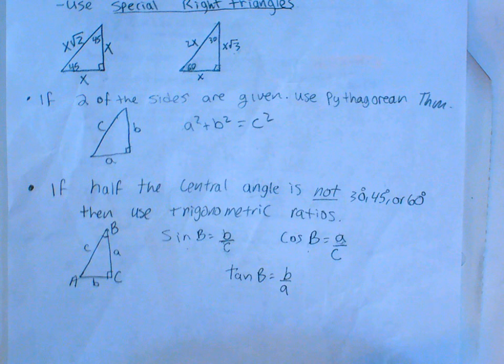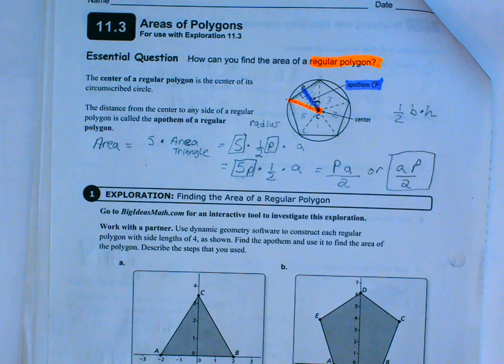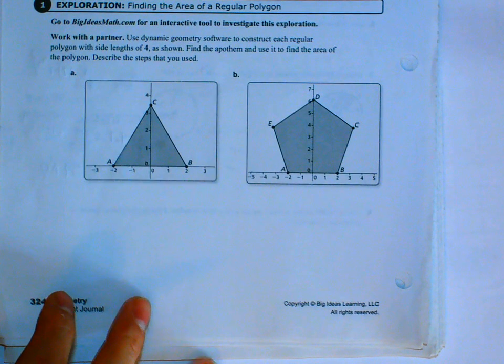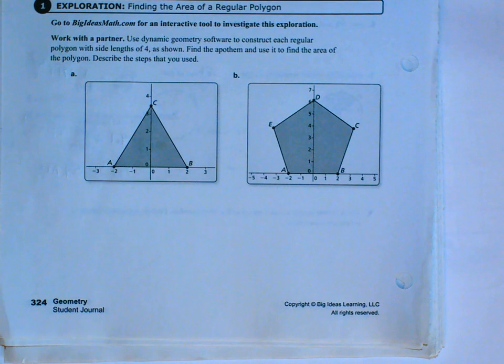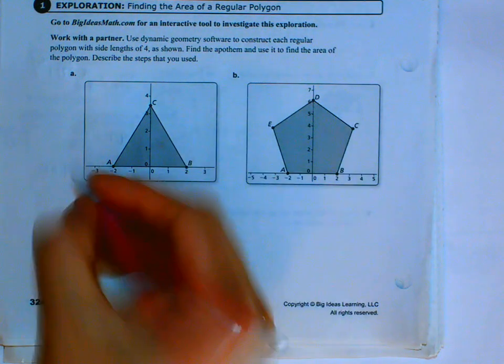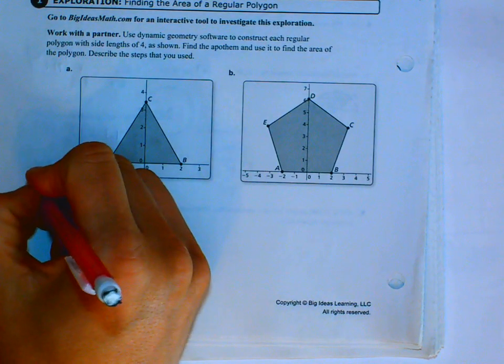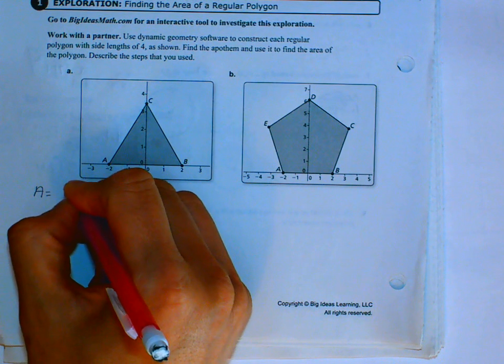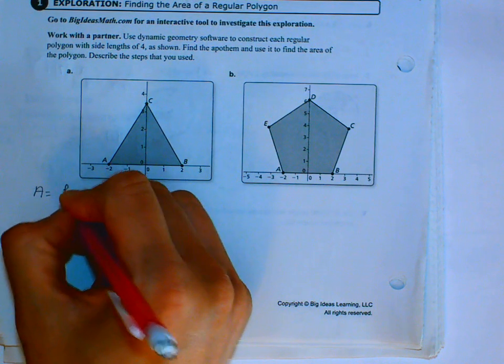So, going back to our first problem. We're still on page 324. Now this triangle right here, we're going to try to use that same equation that we just came up with, where the area is equal to the perimeter times the apothem divided by 2.